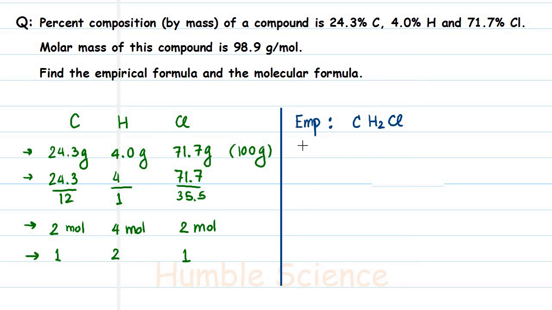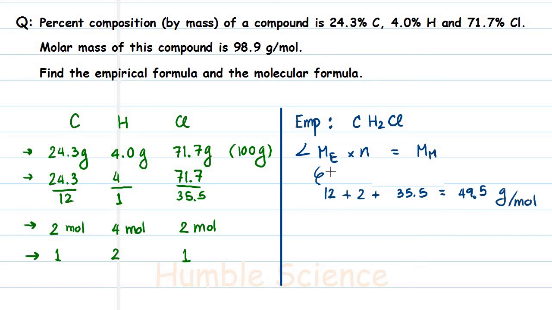And we know that in order to convert that, we have to use the molar mass of the empirical formula multiplied by a certain number, going to be equal to the molar mass of the molecular formula. So we need to know the molar mass of the empirical formula first, and that's going to be from CH2Cl. So we're going to have 12 plus 2 plus 35.5, and that is going to be 49.5 gram per mole.